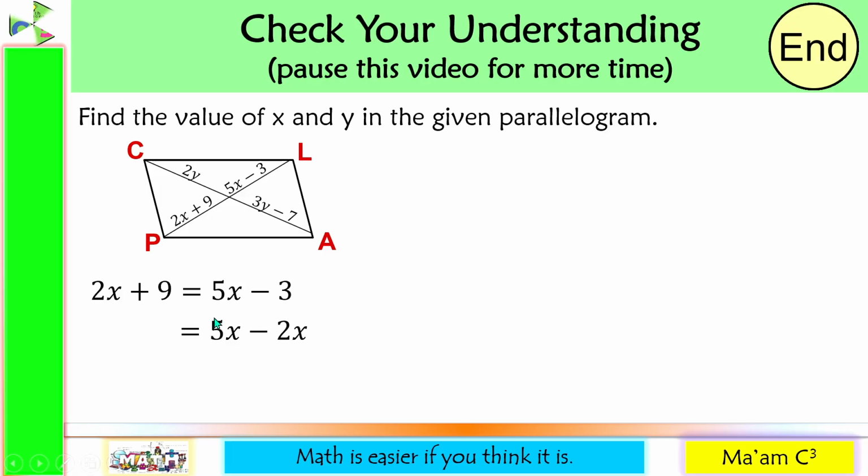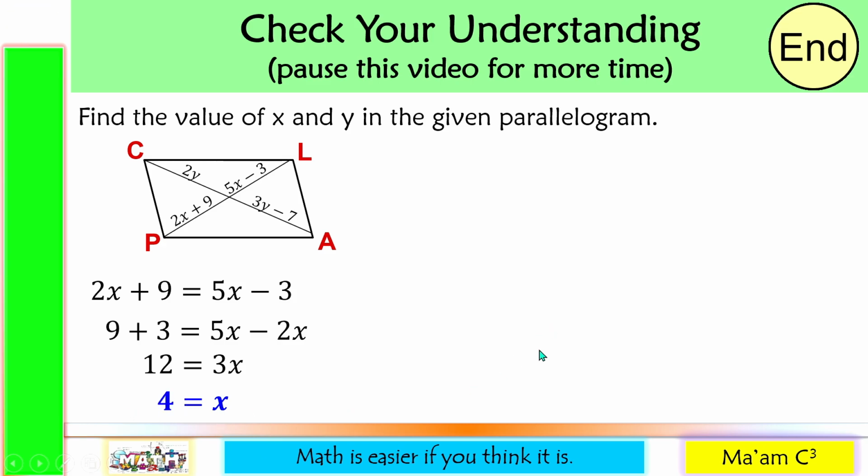Let us move negative 3 on this side. It will become 9 plus 3. And 9 plus 3 is equal to 12. While 5x minus 2x is equal to 3x. Let us divide both sides by 3. And 12 divided by 3 is equal to 4. So x is equal to 4.